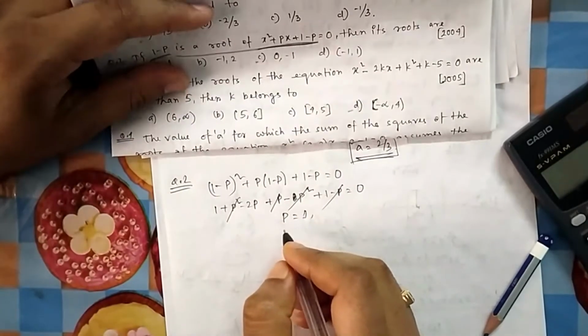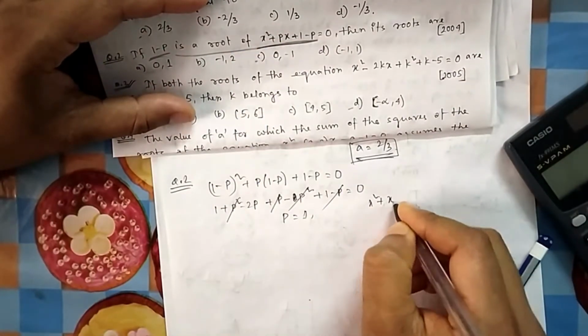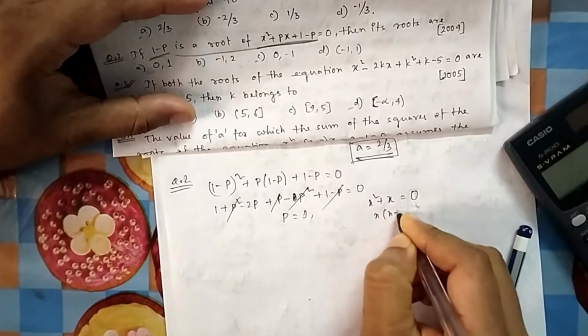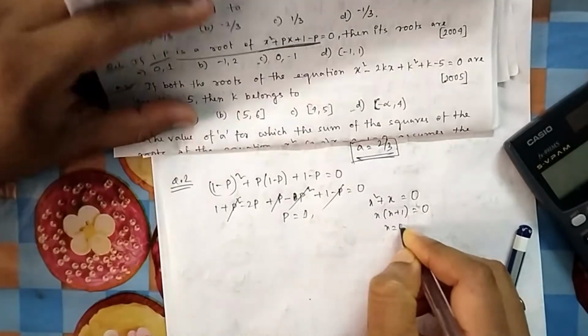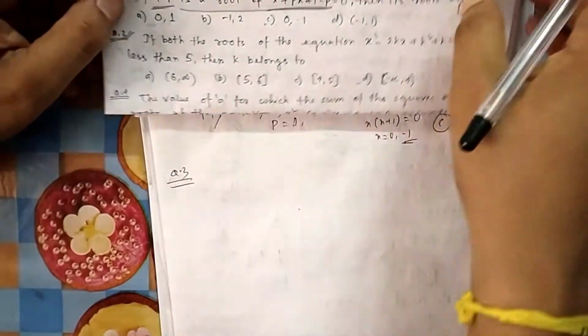So once p is equal to 1, then they are asking what the roots are. So what will be your equation now? x square plus x equal to 0. That means x into x plus 1 is equal to 0. That means x equals 0 and minus 1. That is your option.